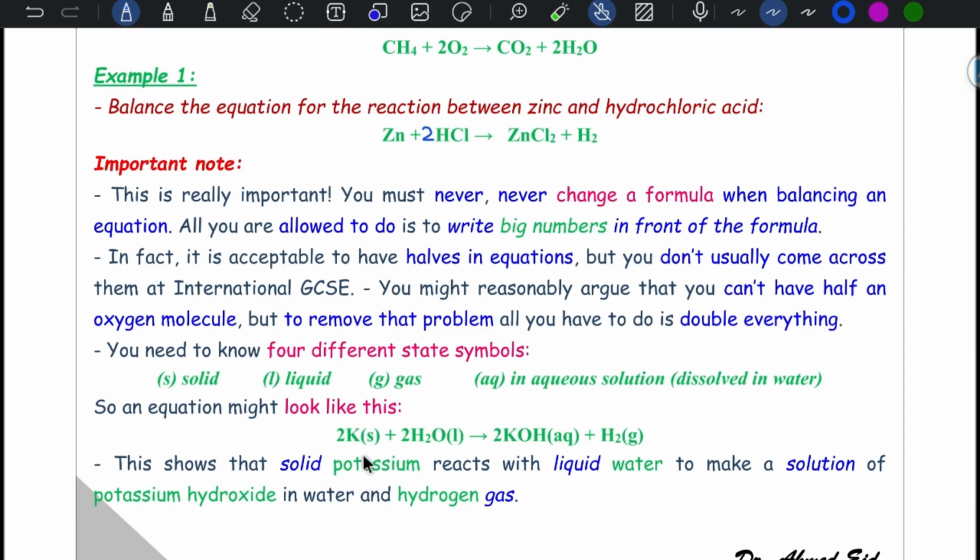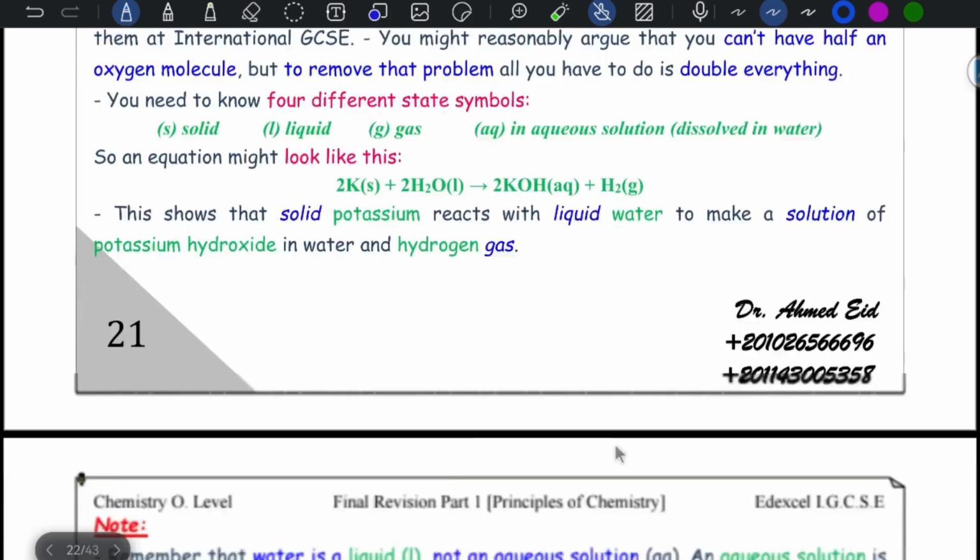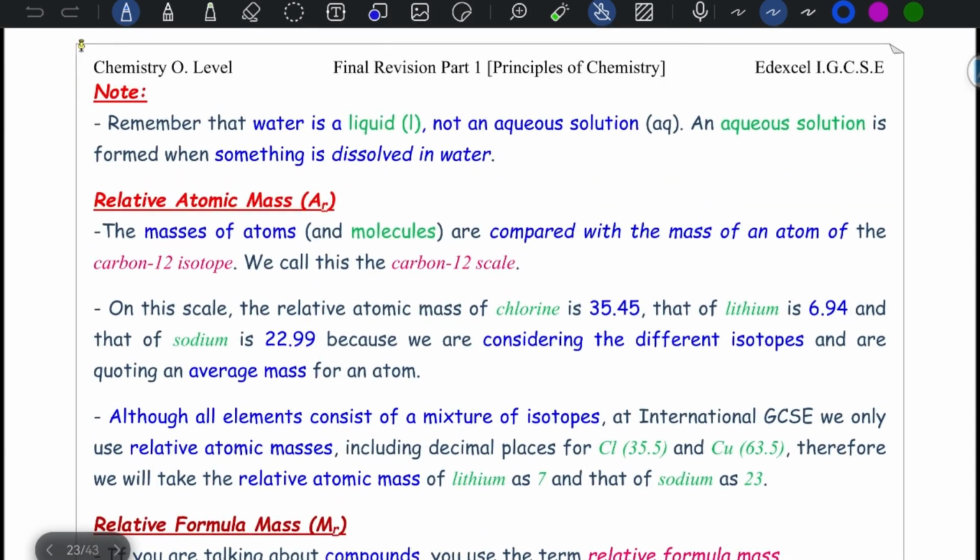This shows that solid potassium reacts with liquid water to make an aqueous solution of potassium hydroxide in water and hydrogen gas. Remember that water is considered as a liquid, not an aqueous solution. An aqueous solution is formed when something is dissolved in water.